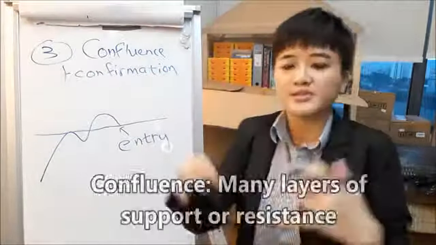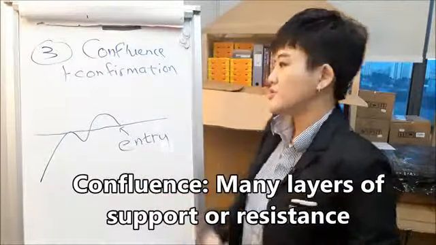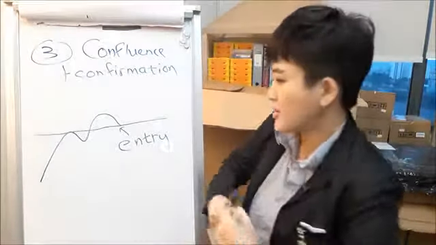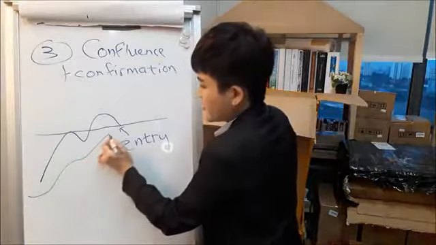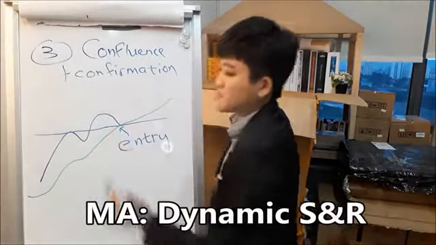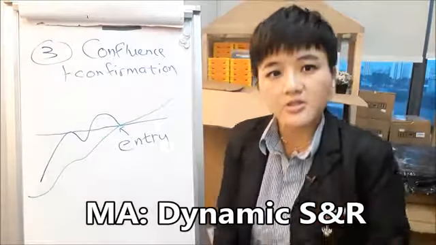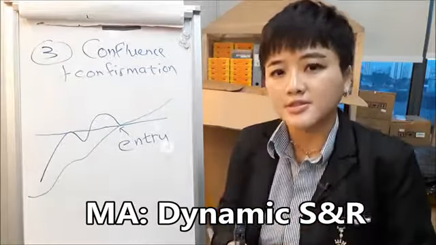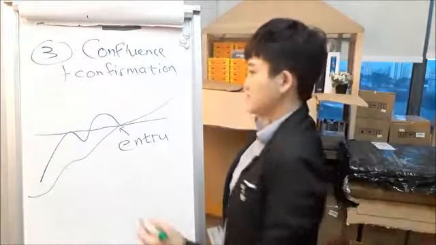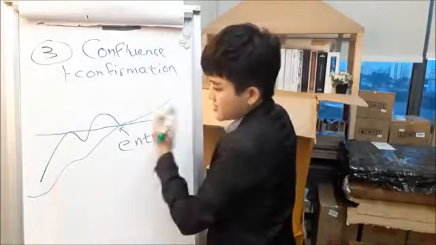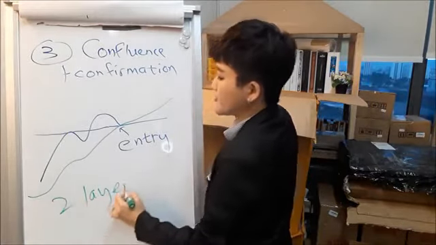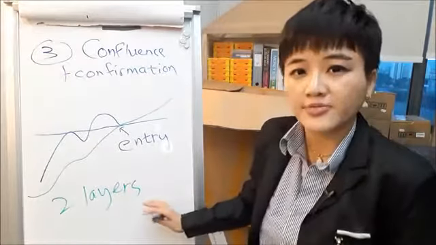Okay, so confluence is basically like many layers of floor. So this is one layer. Maybe the second layer can be your moving average. Let's say a moving average goes like this, and also price came down here and tested this moving average. Moving average, as you already know, is a dynamic support resistance. So one test on the support line, support zone, second test on the moving average. So you have two layers of flooring. This will increase the probability of your trade.